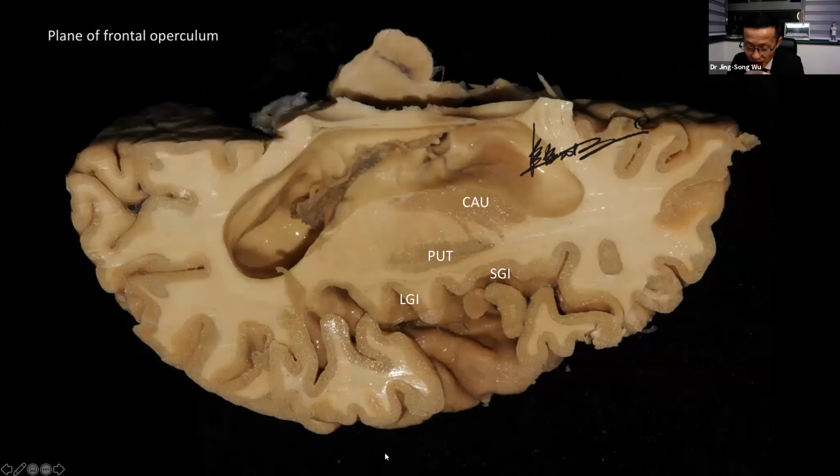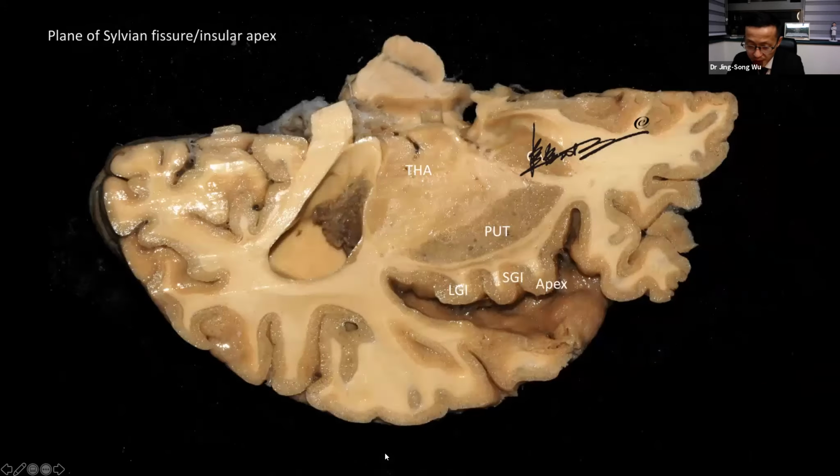In the cross-section of the frontal operculum, from lateral to medial, you can see the insular cortex, the extreme capsule, claustrum, external capsule, putamen, internal capsule, dorsal thalamus, as well as the caudate nucleus.